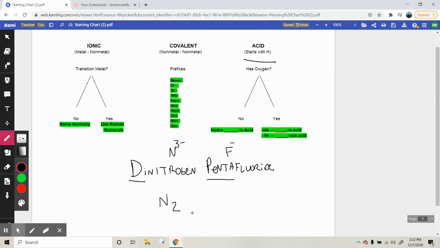Dinitrogen means we have 2 nitrogens. Pentafluoride means we have 5 fluorines. Let's go ahead and try another.